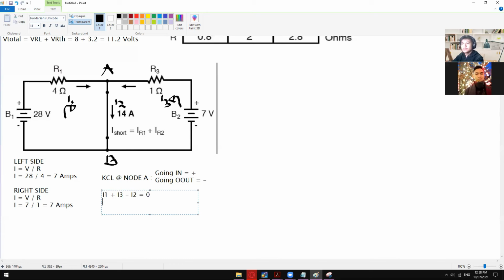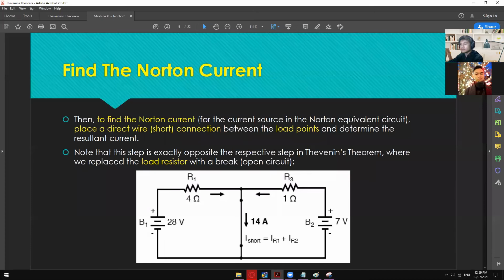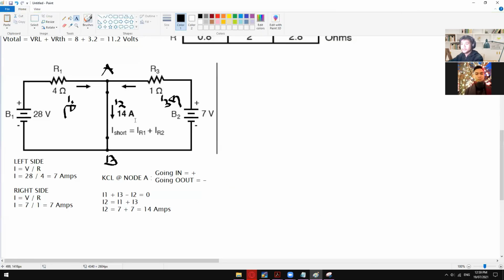From here, the one that we are looking for is I2, since that is the unknown. So I2 is equal to I1 plus I3. I1 is 7 amps, the left side, and I3 is 7 amps also, the one on the right side. So I2 is 14 amps. So there you go. That is why we have this 14 amps right here, which is this one.